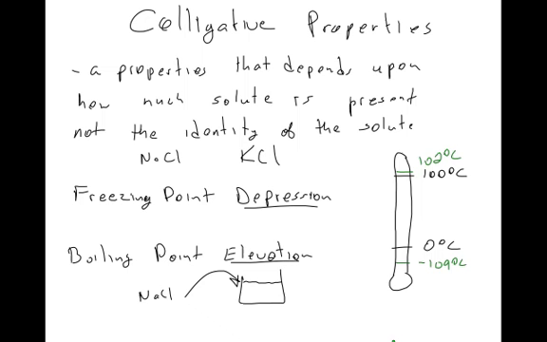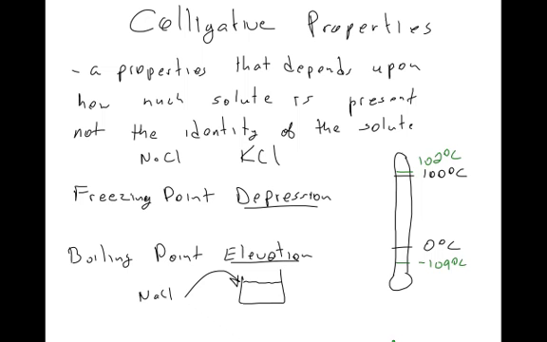Boiling point elevation, you'll see that, for example, in a car radiator. The car radiator is what helps keep the engine cool, and you don't put pure water in it because the engine gets too hot. So you put antifreeze, which actually does both. It depresses the freezing point and raises the boiling point, and so the boiling point of the water in the radiator goes up to a lot higher number, and it helps keep the car cool.